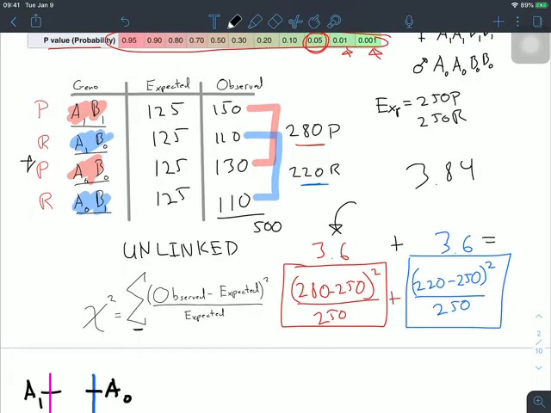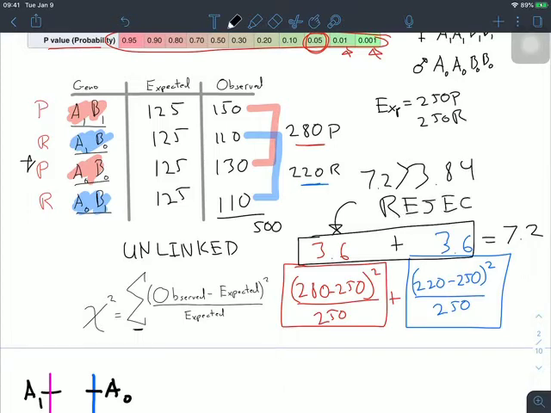But that's not true here, because you have to remember to add these two values together. 3.6 plus 3.6 is 7.2, and 7.2 is greater than 3.84. Therefore, our conclusion is to reject the null and assume that these loci are linked. Does that make sense? 7.2, the value calculated for our chi-squared distribution, ended up being greater than our cutoff. Therefore, we should reject this and assume that these loci are linked.